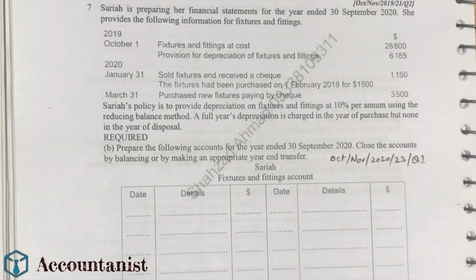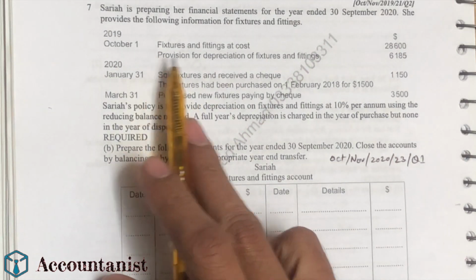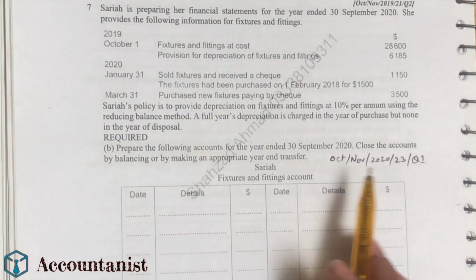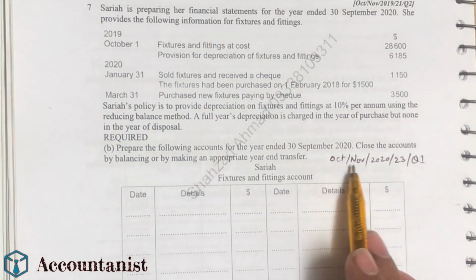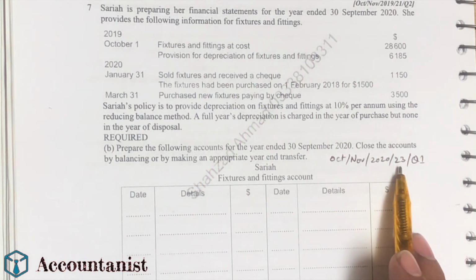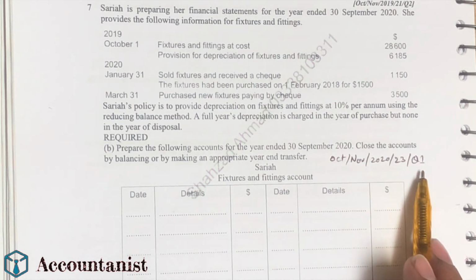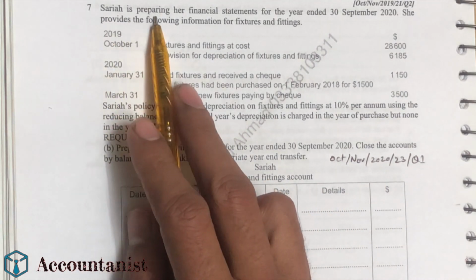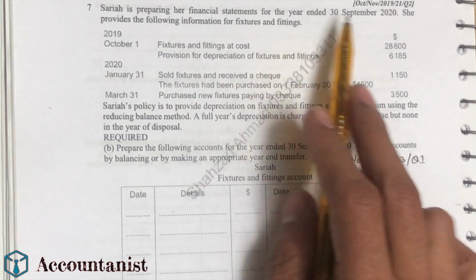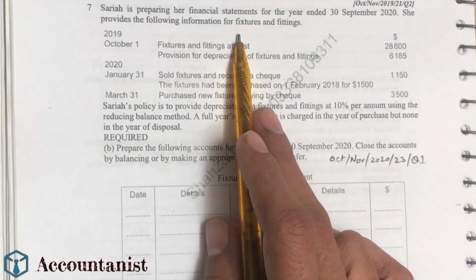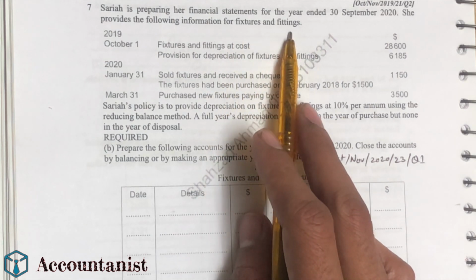In this video, I am going to solve a topical question from the topic depreciation. The question is from the October-November 2020 paper, variant 23, question number 1. It says that Saria is preparing the financial statements for the year ended 30th September 2020, and she provided the following information for fixtures and fittings.